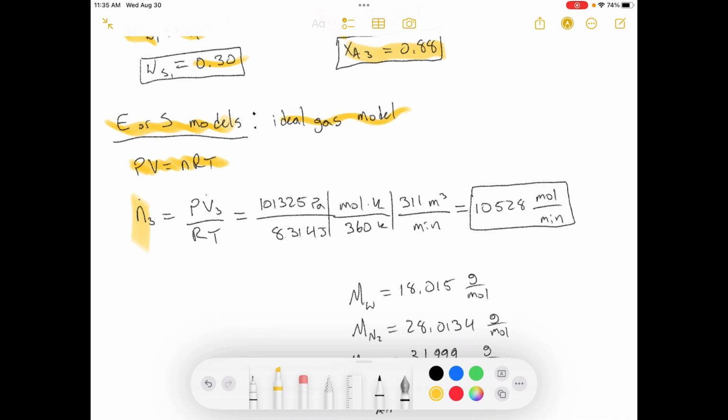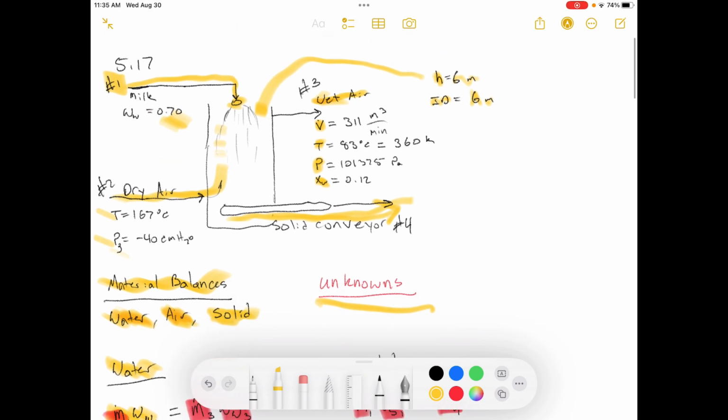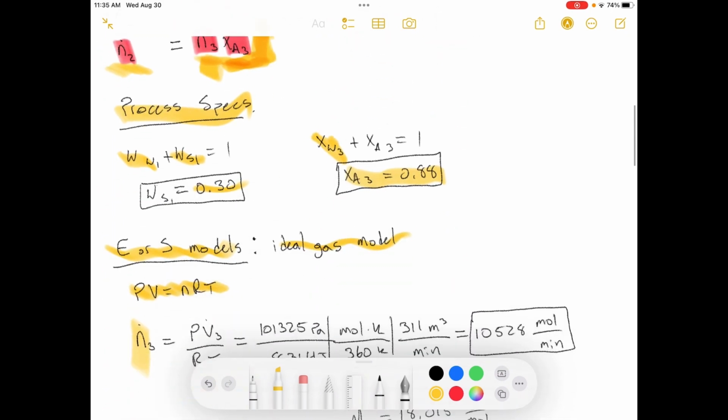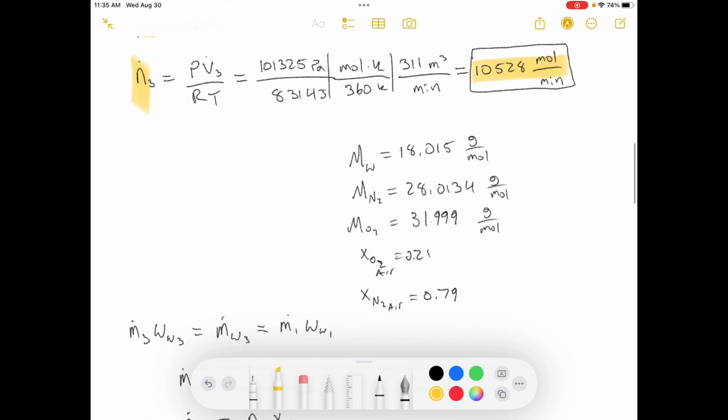We put all of the specs that they gave to us in the right units, right? So we have this one in pascals, we have this one in Kelvin, and we have this one in meters cubed. Then we go ahead and solve for that. That's our molar flow rate.